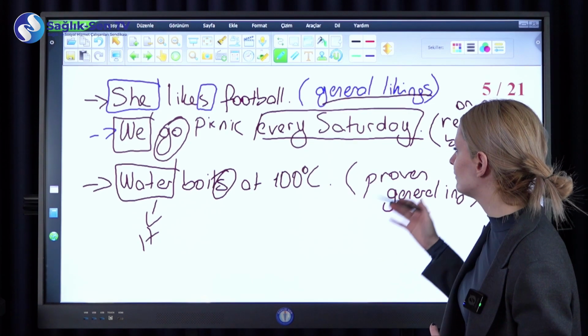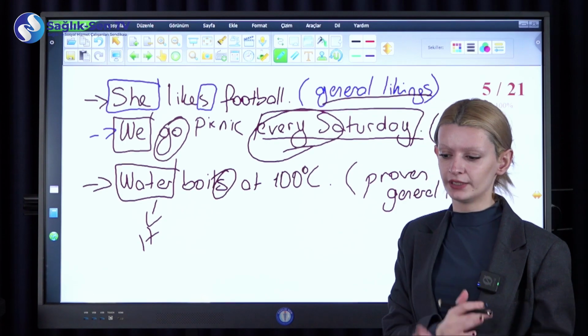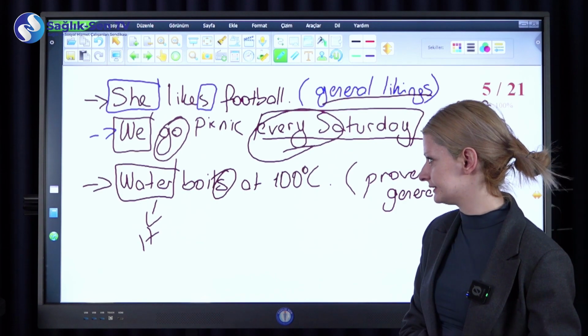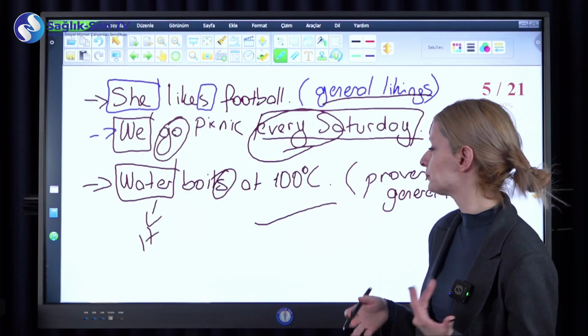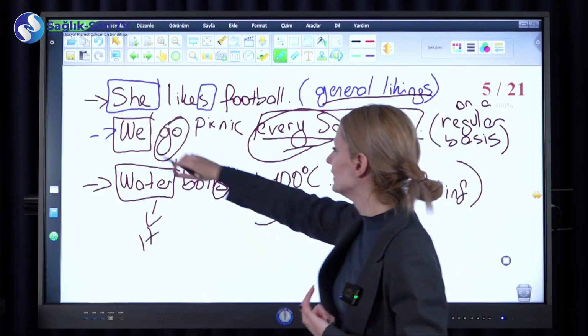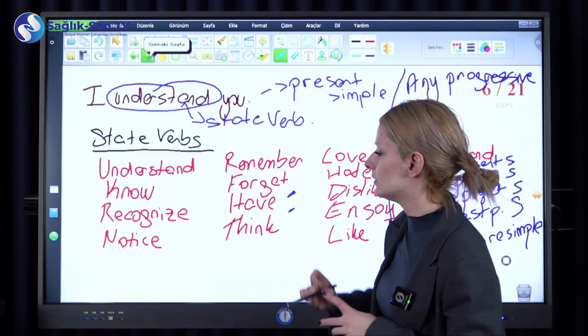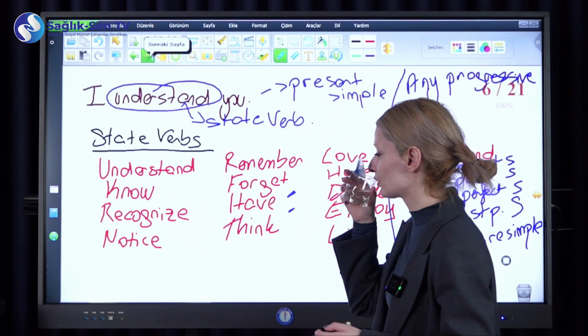We go on a picnic every Saturday. It's something that happens regularly, on a regular basis. Water boils at 100 degrees Celsius. It is something that can be proven. It is a general knowledge. And we have talked about state verbs.